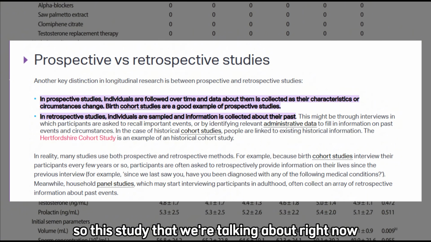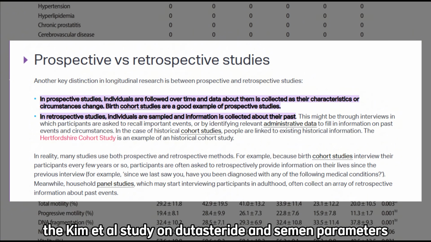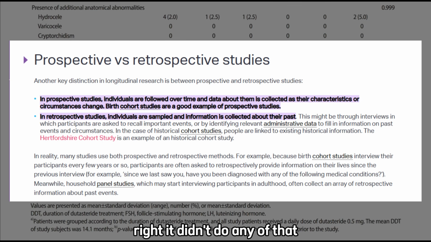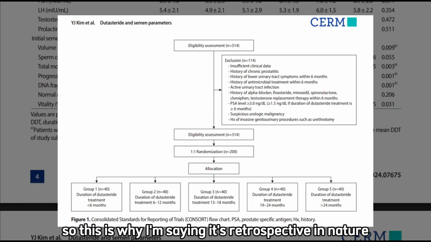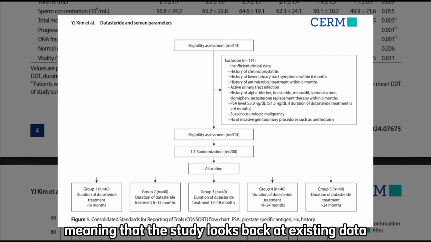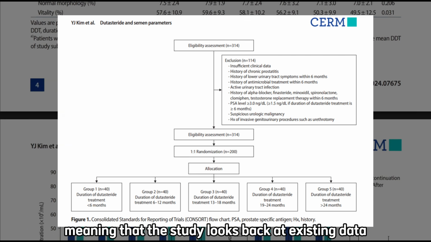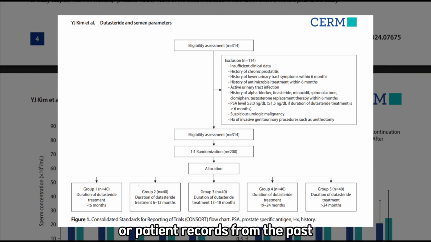So this study that we're talking about right now, the Kim et al. study on dutasteride and semen parameters, right? It didn't do any of that. So this is why I'm saying it's retrospective in nature, meaning that the study looks back at existing data or patient records from the past.